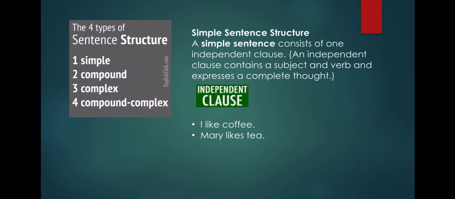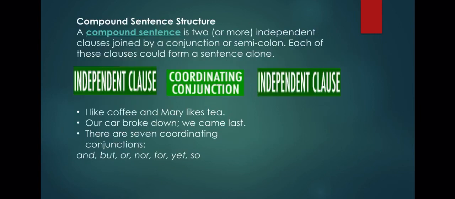For example, I like coffee, Mary likes tea, and so on. A simple sentence has only one independent clause, and this one independent clause can stand alone. The compound sentence structure: a compound sentence is two or more independent clauses joined by a conjunction or semicolon. Each of these clauses could form a sentence alone.